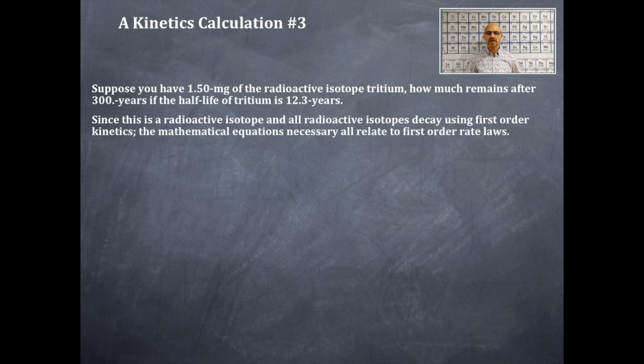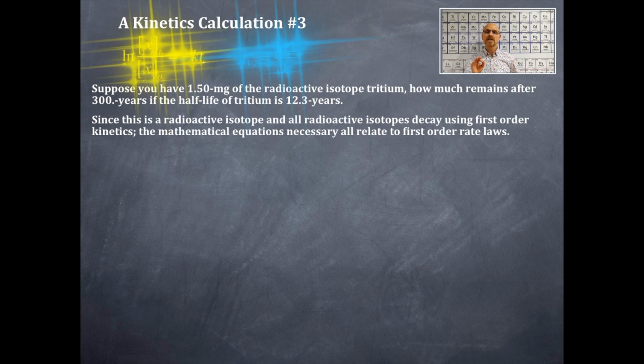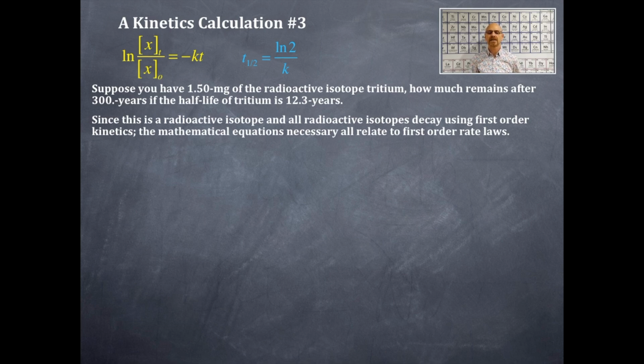Since this is a radioactive isotope, all isotopic decays use first-order kinetics. The mathematical equations necessary all relate to first-order rate laws. Here is the integrated first-order rate law in yellow: natural log of x of t divided by x of naught is equal to negative kt. And the half-life equation, t of 1/2 is equal to natural log of 2 over k, where k is the rate constant, t is time.